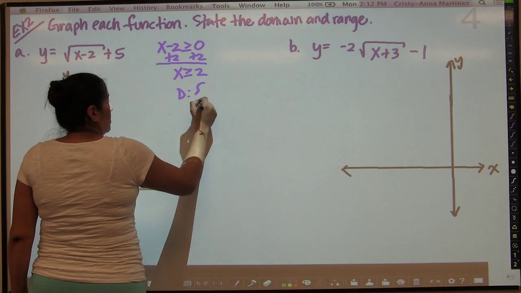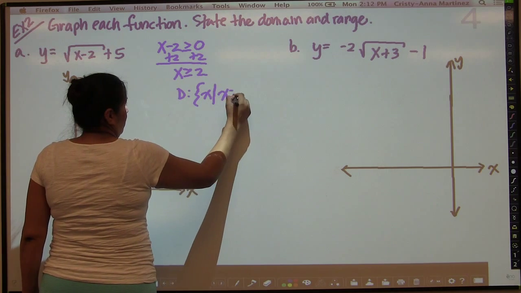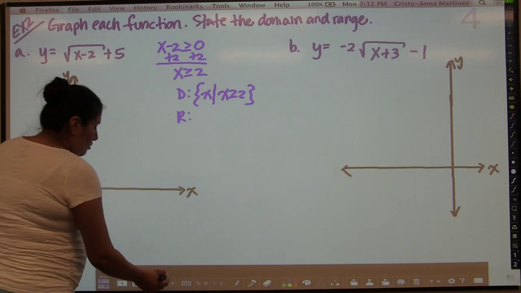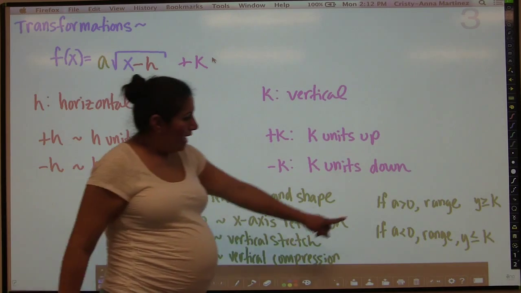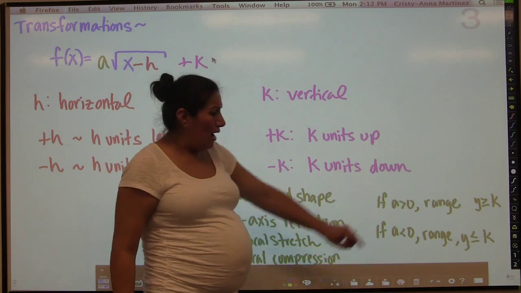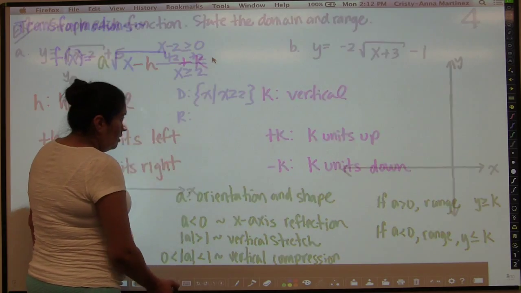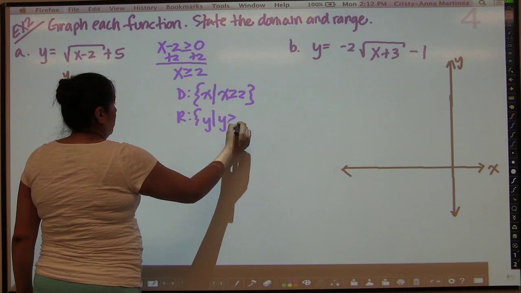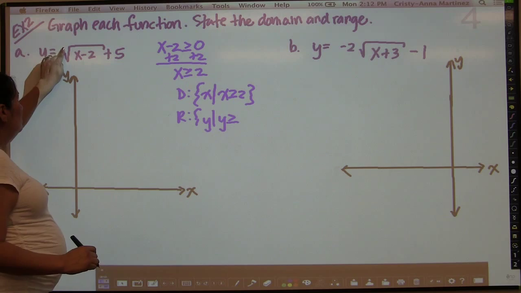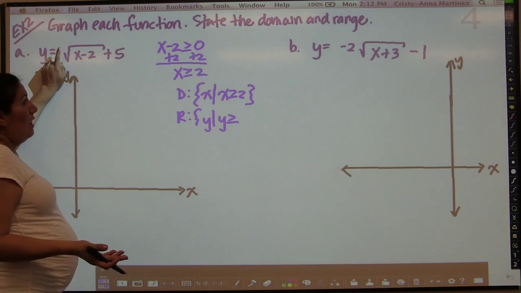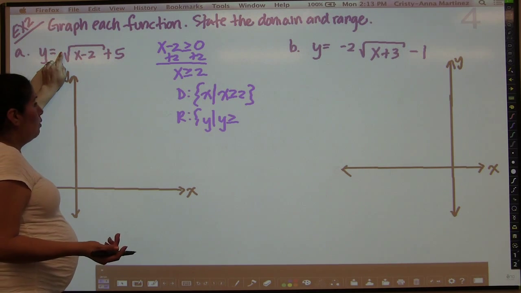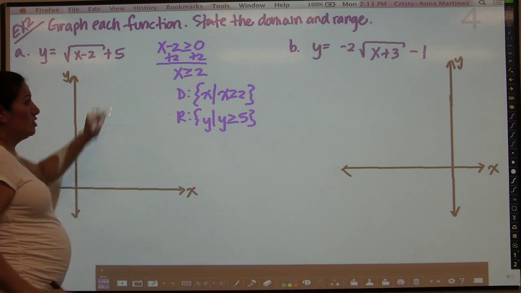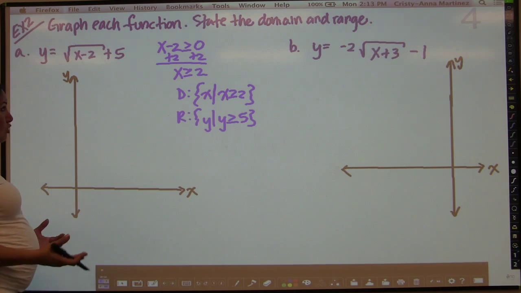All x's such that x is greater than or equal to 2. And then for my range, based on what we saw earlier, if the a is greater than 0, then my range is going to be y greater than or equal to k. So my range is y such that y is greater than or equal to, and in this case, you'll notice that my a value is a positive 1, and because it's positive, my range is going to be y greater than or equal to k, and my k is 5. So there's my range. And now I'm going to graph the function.